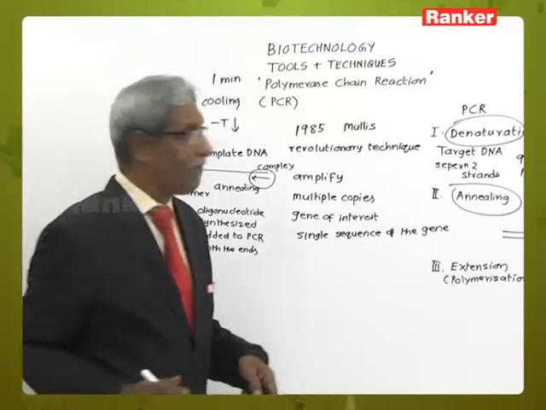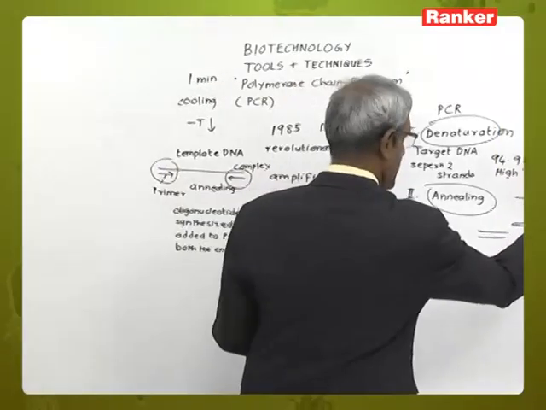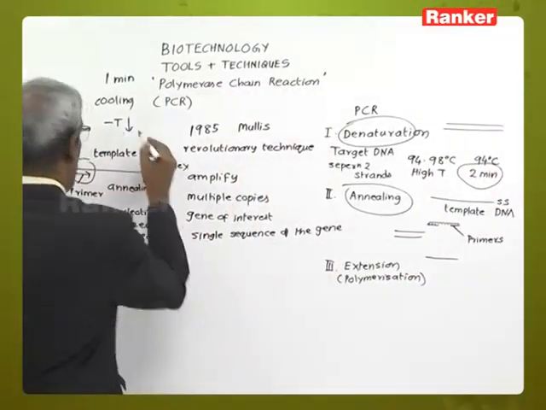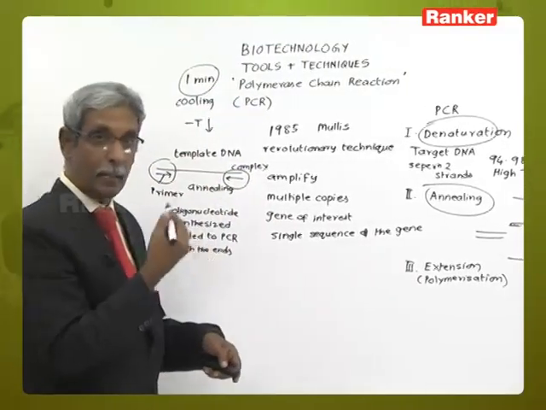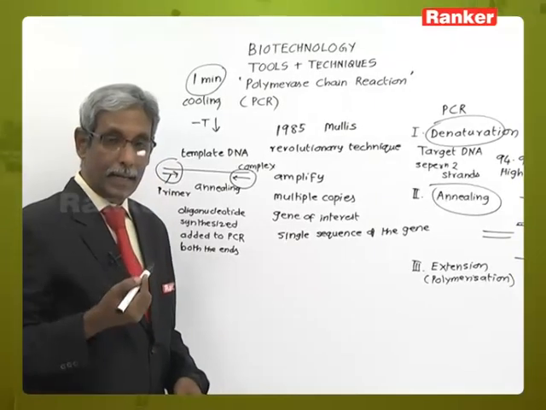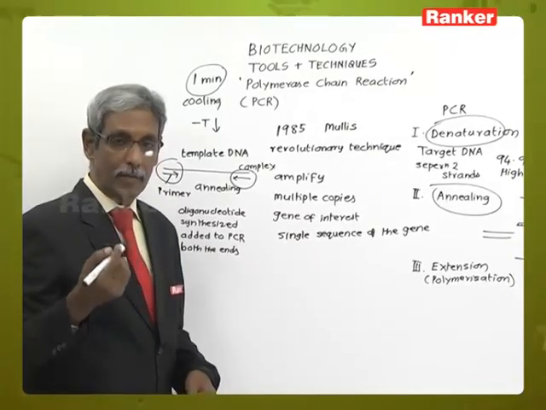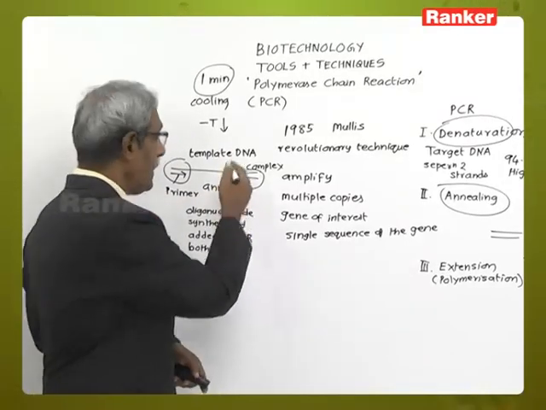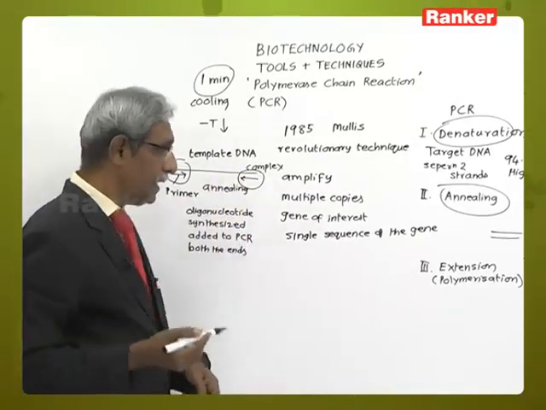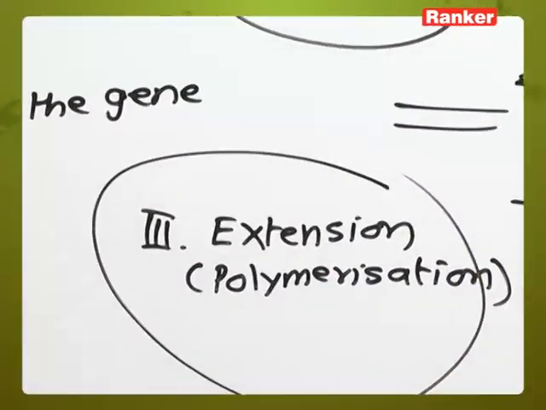So, in a PCR we understand that within 2 minutes the two strands separate, and within one minute we have the primers running in opposite directions, and the primers primarily use certain nucleotides, and it helps in the joining of the primers to the DNA. Now, the third step is termed extension or polymerization.